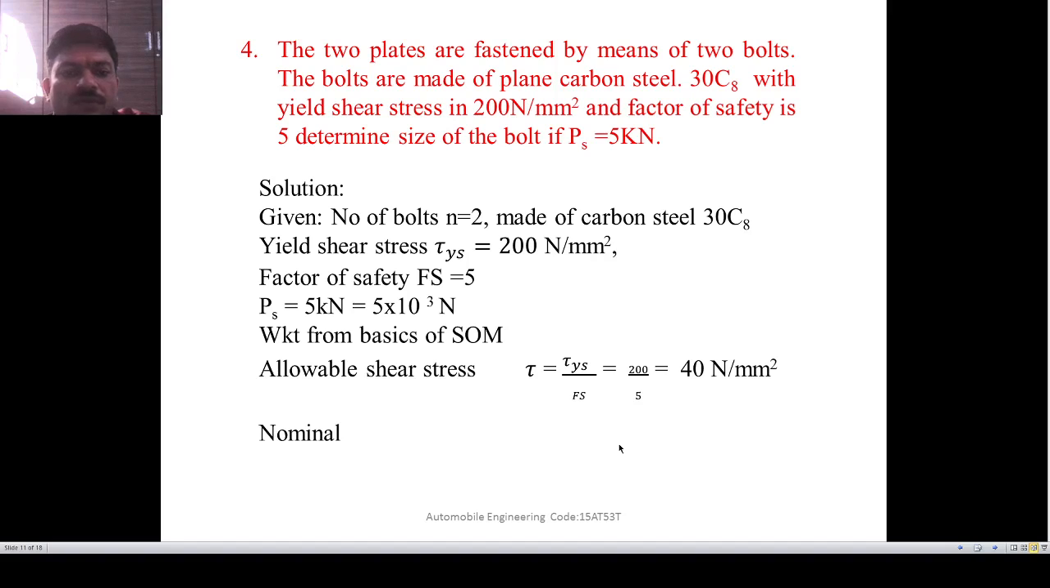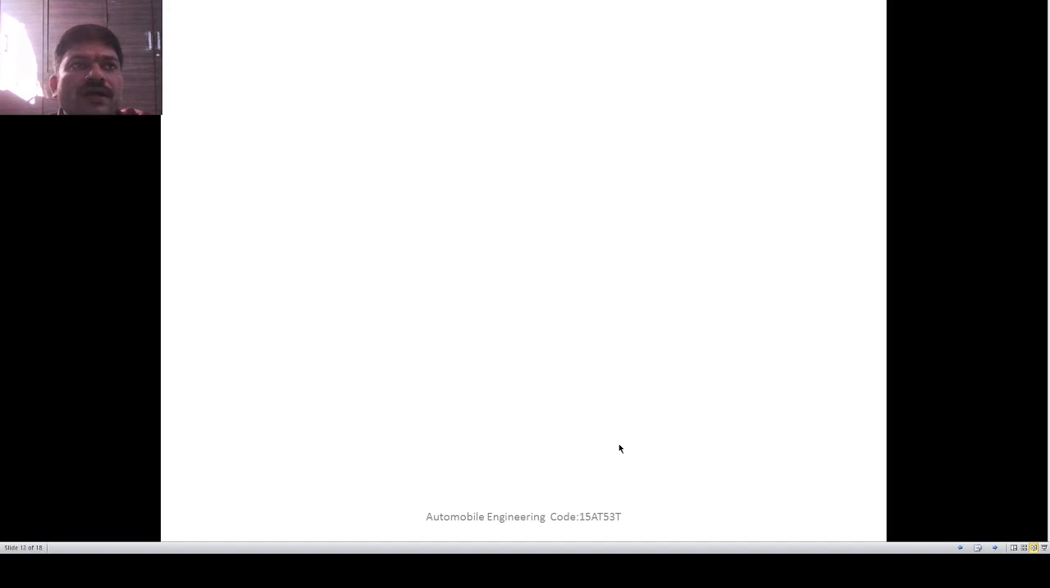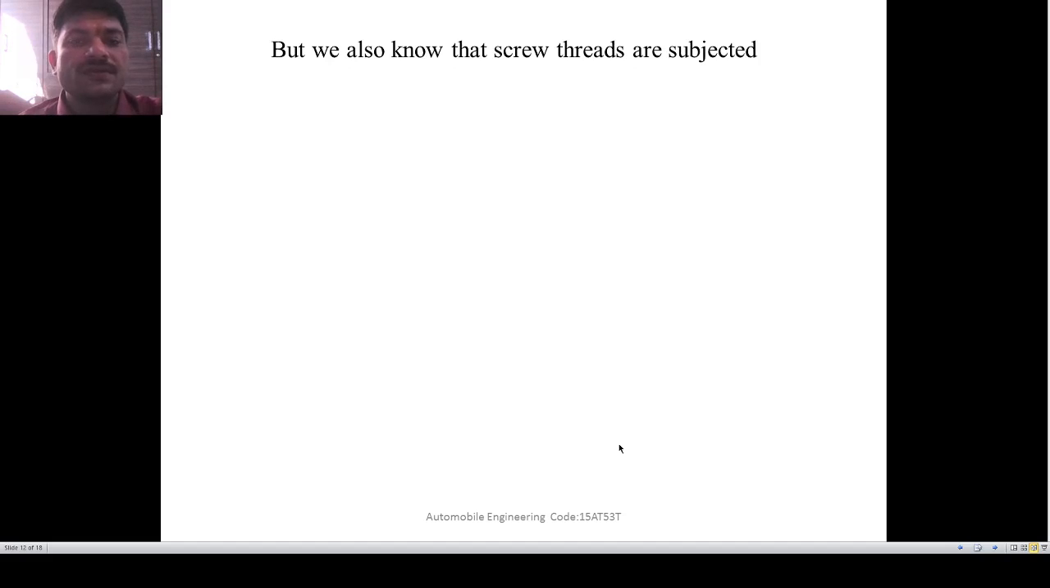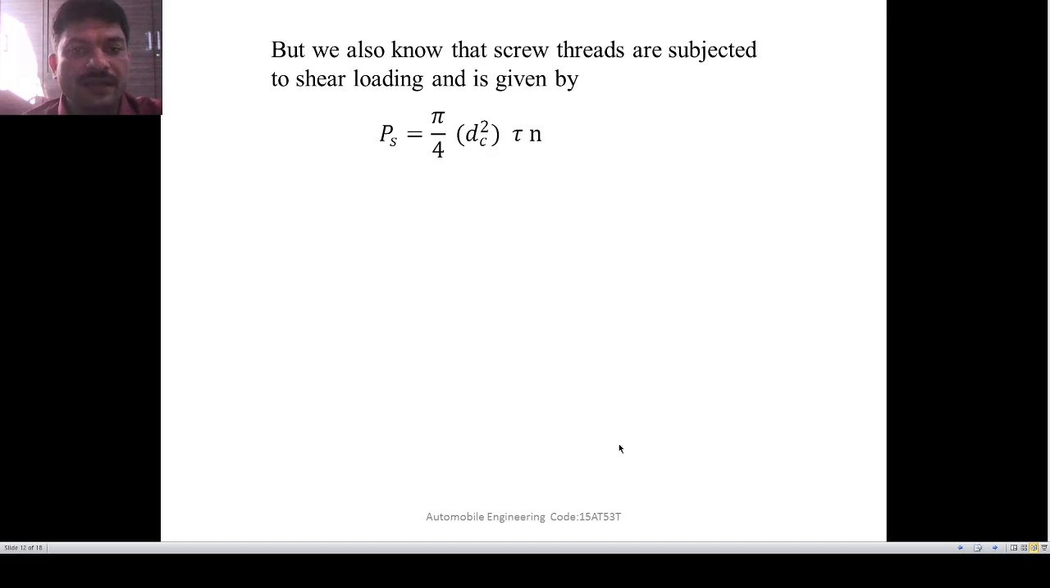Proceeding further, we have to find the nominal diameter D of the bolt. We already know that the bolts are subjected to shear loading. It is given by PS is equal to pi by 4 dc square into tau into n. Now substitute the values here. PS is already given, that is 5 into 10 raised to 3, pi by 4 is known, dc square we have to find out, tau we have calculated here, and put the value of n. Substitute it.